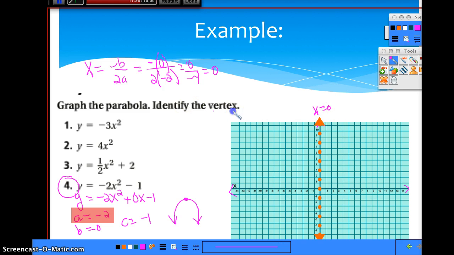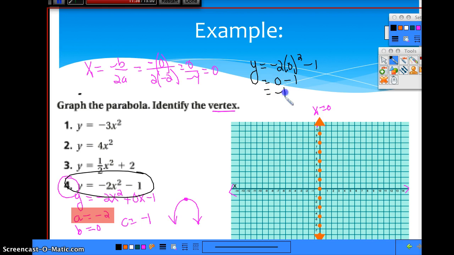Now, to find the vertex, we have to substitute, watch carefully, we're going to substitute 0 back into the original equation. So y is equal to -2 times 0 squared minus 1, which is equal to 0 squared is 0 times -2 is 0 minus 1 is -1. So the vertex is 0, -1. So find 0, -1 is right there.